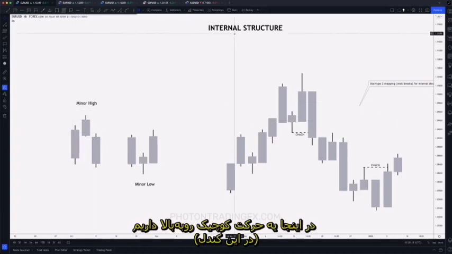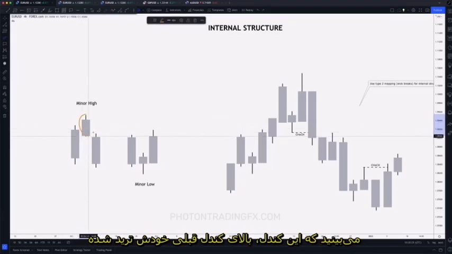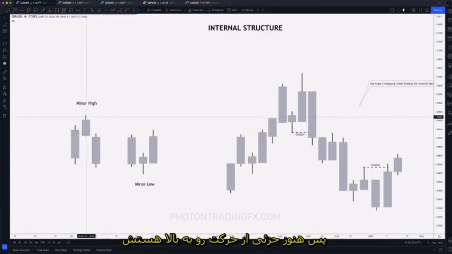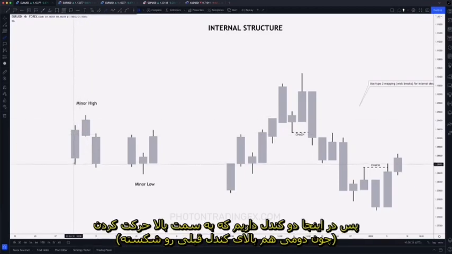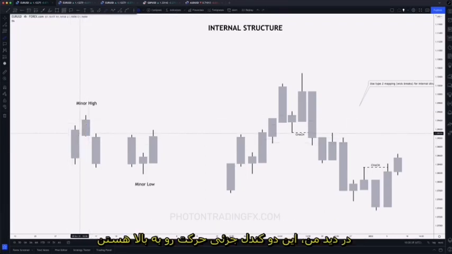So a minor high is when price moves up to the upside with this one candle. Now what happens with the next candle? This candle here, you see how it trades higher than the previous candle, right? That means it's still part of the up move. So we have a candle move to the upside, and then we have another candle move to the upside because it breaks the prior candle's high. So for me, both of these candles are part of the up move.